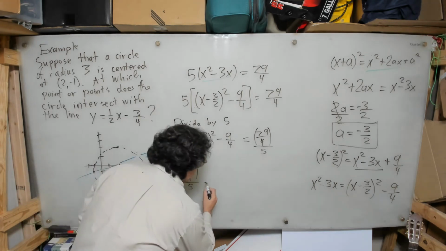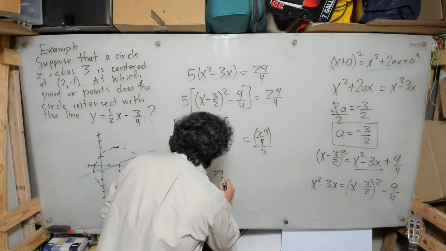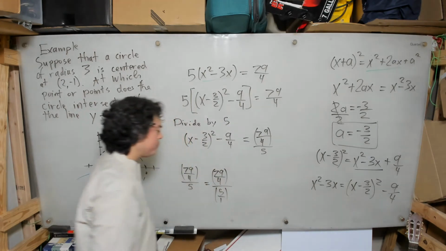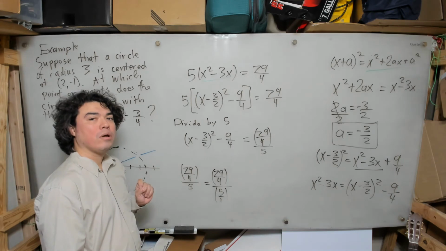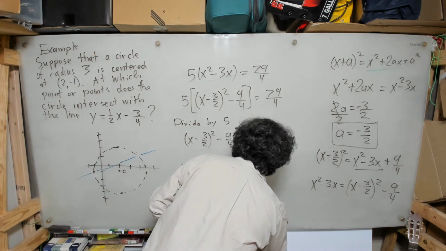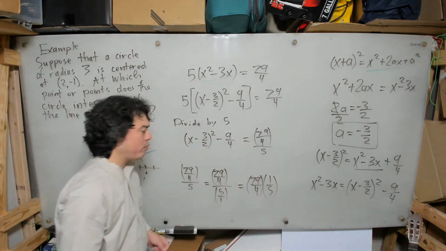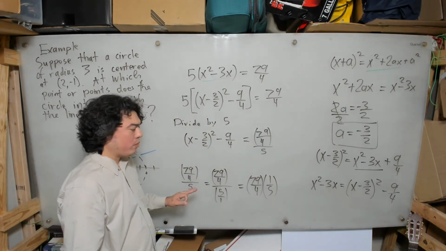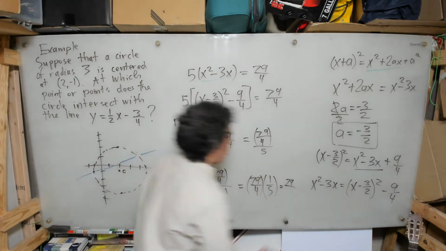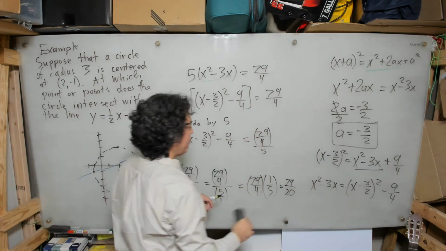So, I can rewrite the bottom 5 as a fraction, 5 over 1. So this can be rewritten as 79 over 4 divided by 5 over 1, like this. Aha! Now, whenever we divide by a fraction, we multiply by the reciprocal. So this is going to become 79 over 4 times 1 over 5, because 1 over 5 is the reciprocal of 5 over 1. Now I can multiply. 79 times 1 is 79, and 4 times 5 is 20. Okay? So I can replace this nonsense with 79 over 20.